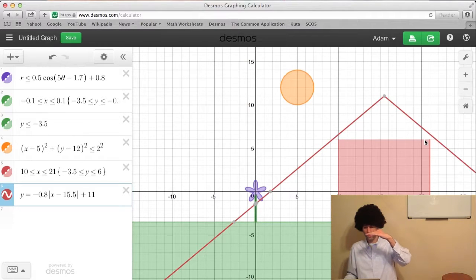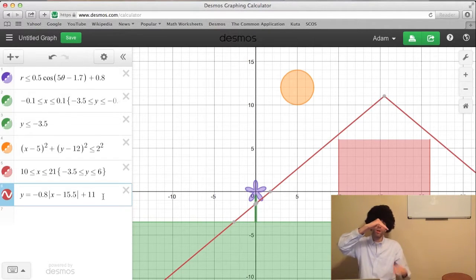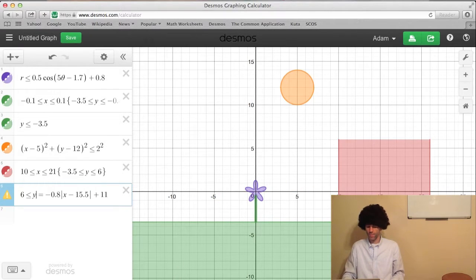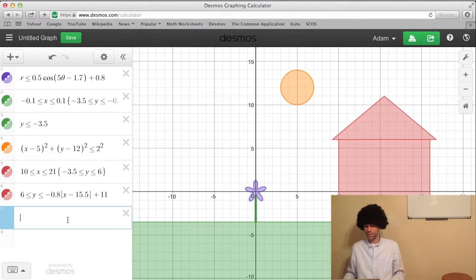So we're going to have the top of the roof from the top of the rectangle and up. We're going to keep that. And the top of the rectangle is at 6. It goes to 6. And that's the top of it. So the upper portion, we're going to shade from here to here. So we're going to turn this into one big inequality. We're going to shade everything from 6 less than or equal to y less than or equal to that absolute value equation. There we go. We have a barn with a roof.